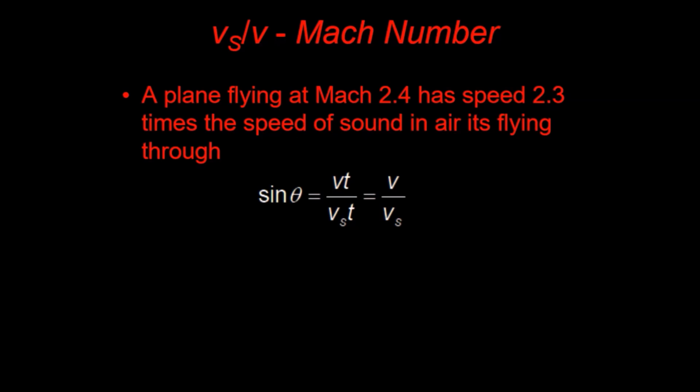I say in the air it's flying through because there is a certain dependence on density of air. That means the higher in the atmosphere you are, the easier it is to actually exceed the speed of sound. So flying faster than sound at high altitude is easier than flying faster than sound at ground level, as we already discussed.